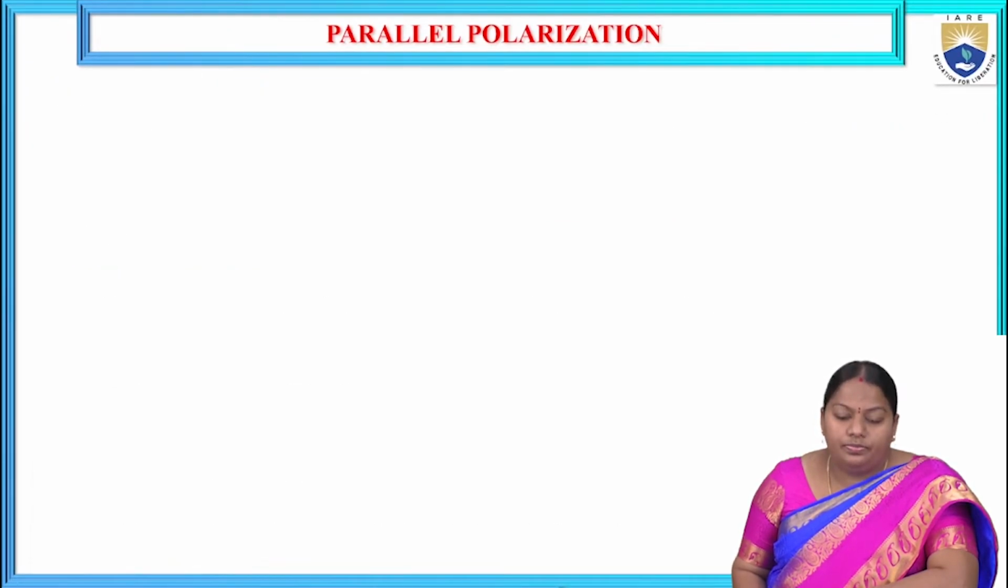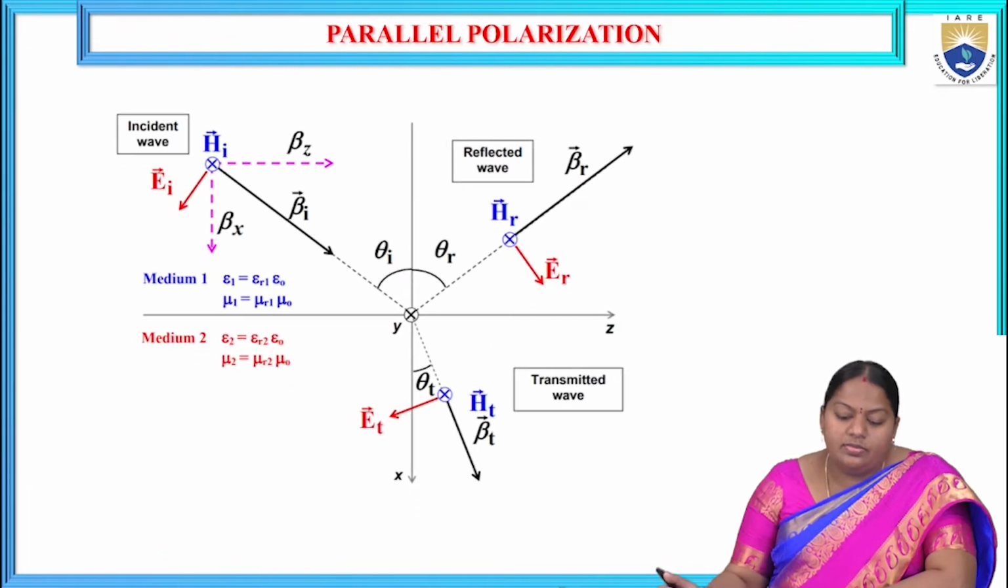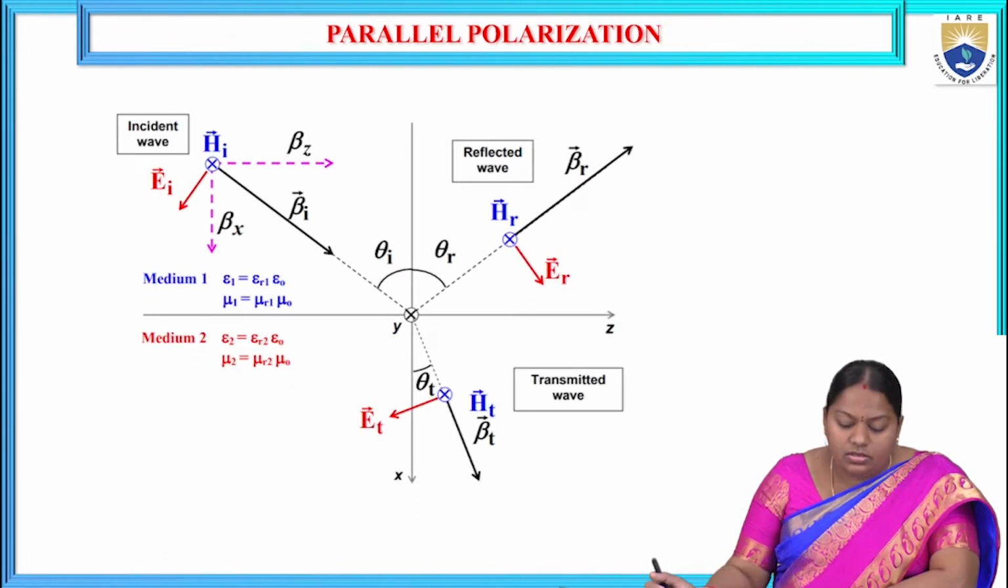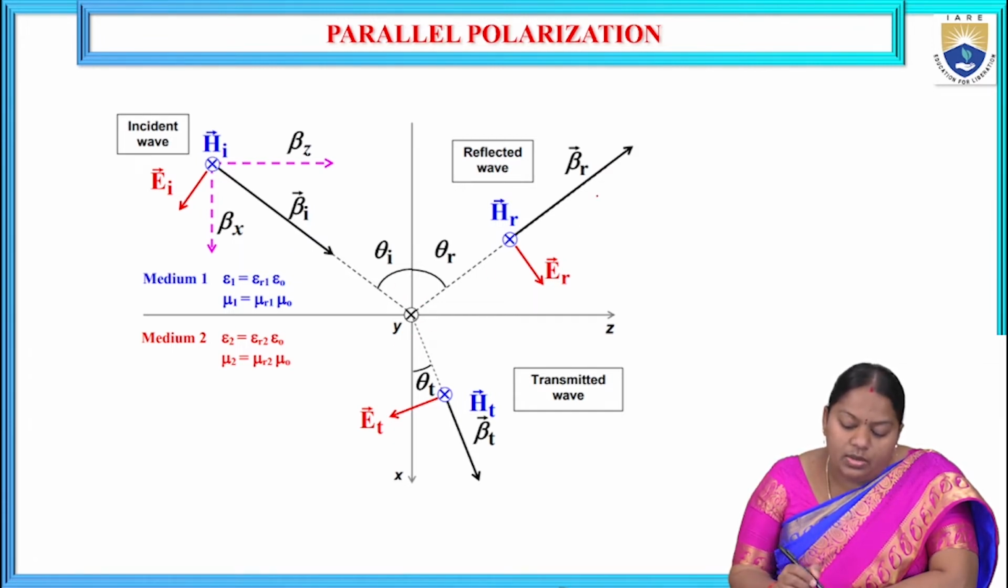Next, here is the diagram to analyze this parallel polarization. Let me first introduce this: the incident wave strikes the boundary, part of it is reflected to the same medium and part of it is transmitted to the next medium. Above z equal to 0, the interface exists as shown, and in medium 1, if you observe, both waves exist: one is the incident wave and the other is the reflected wave. And in medium 2, we have only the transmitted wave.